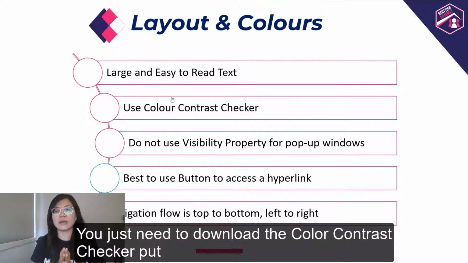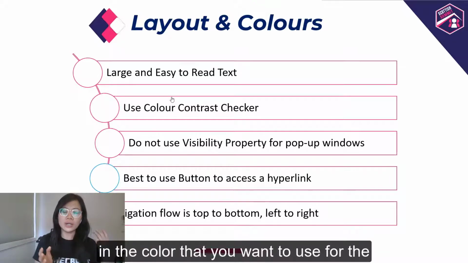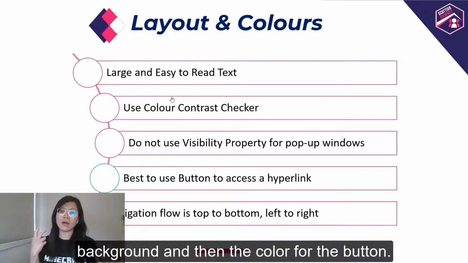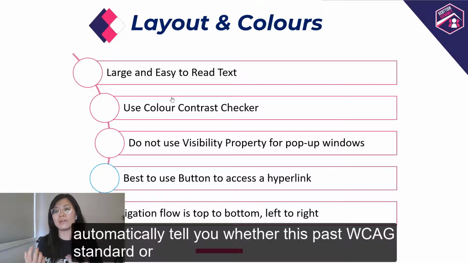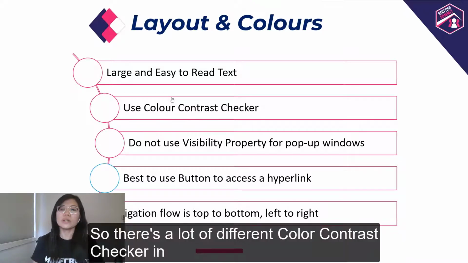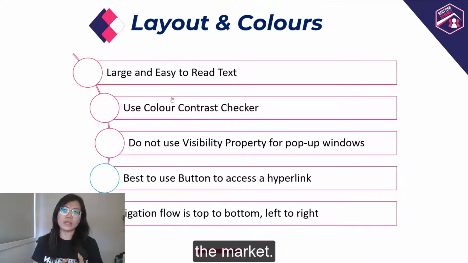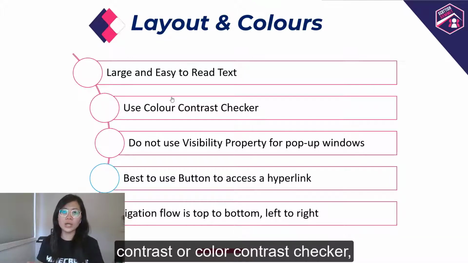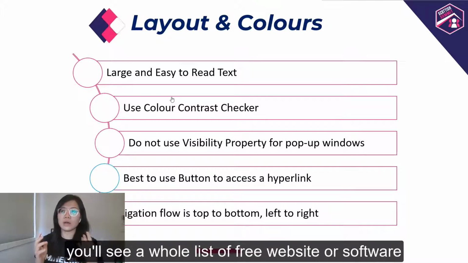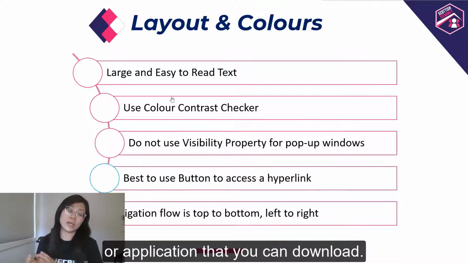You just need to download the color contrast checker, put in the color that you want to use for the background and then the color for the button and then the color for your text, and it would automatically tell you whether this passed WCAG standard or not. So there's a lot of different color contrast checkers in the market. If you go to Google and just put in color contrast or color contrast checker, you'll see a whole list of free websites or software or applications that you can download.